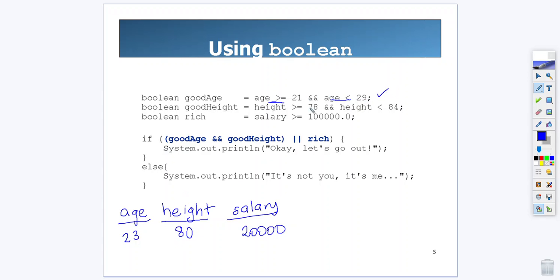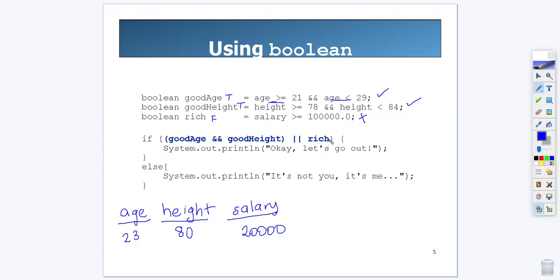All right, what about height? If I'm 80, that means I am greater than or equal to 78. I'm also less than 84, so both of those would be true, so it would pass this. And then salary 20,000 is not greater than that, so good age would be true, good height would be true, but rich would be false.